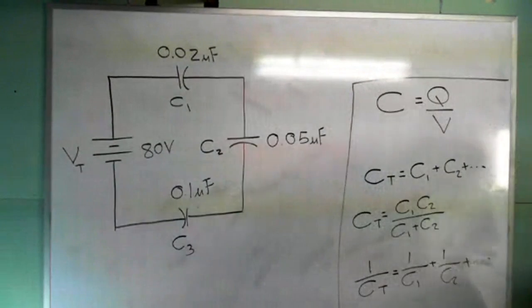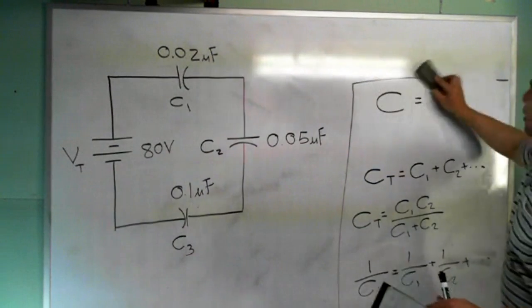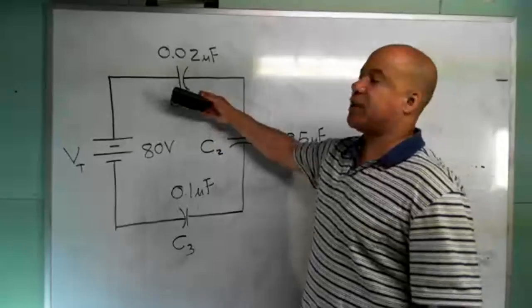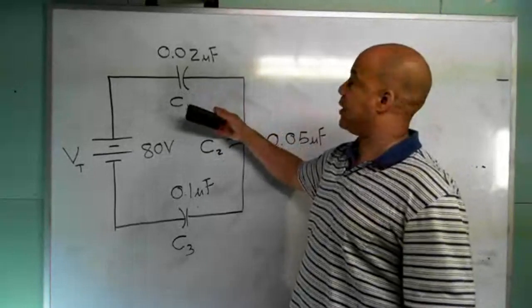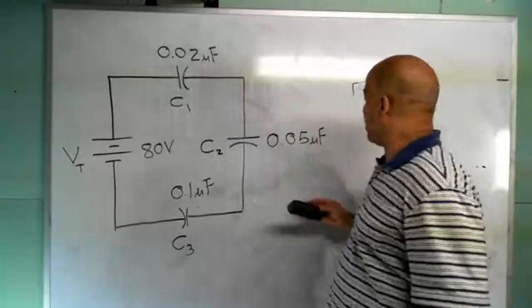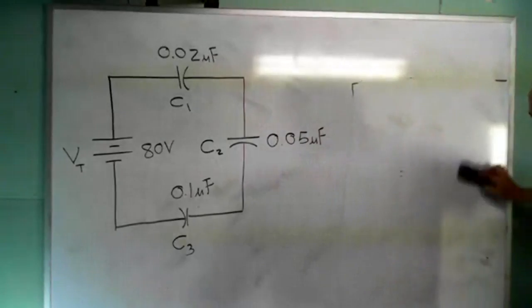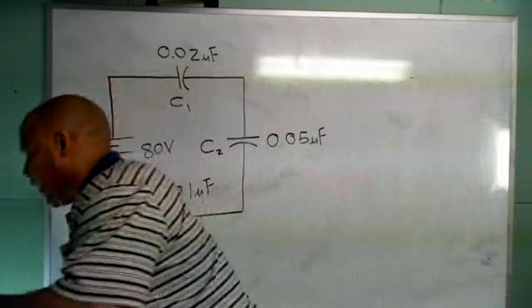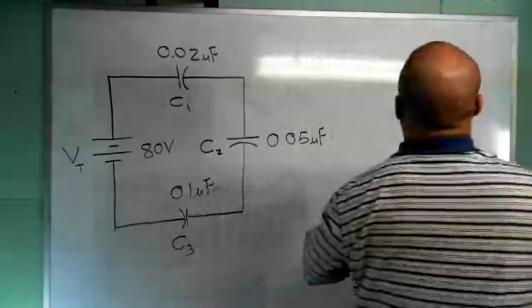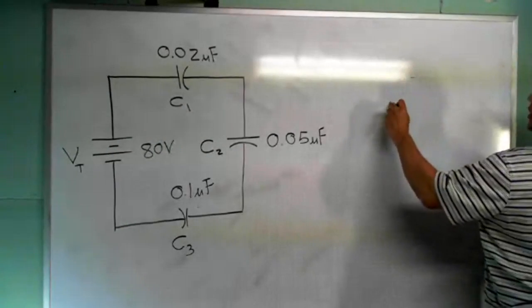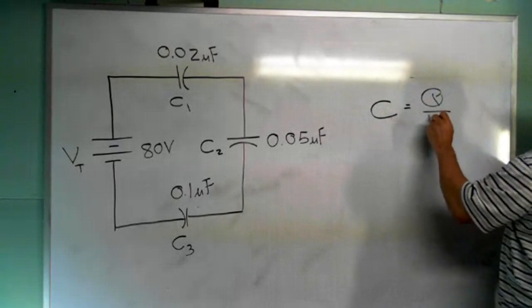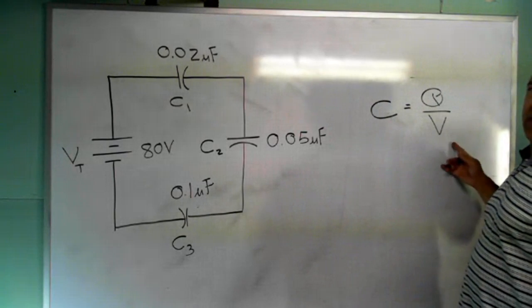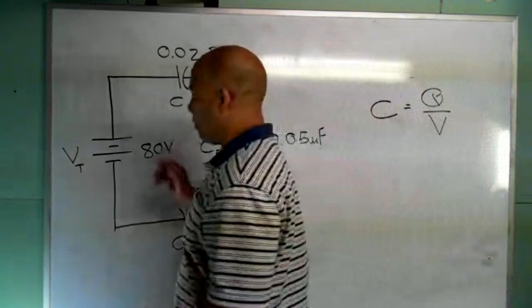And what they want us to find basically is the charge for each capacitor and the voltage across each capacitor, given the value of each capacitor. They want us to find charge, and they want us to find the voltage. And the way we're going to do that is we're going to make use of the formula C equals Q on V for the whole circuit and for each capacitor individually. So how would we work a problem like this?